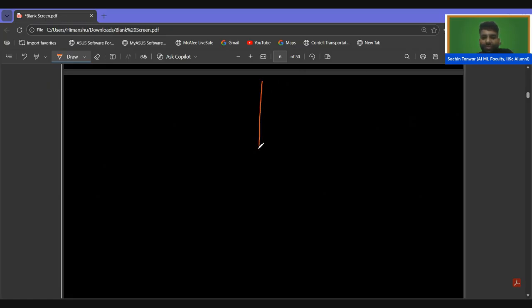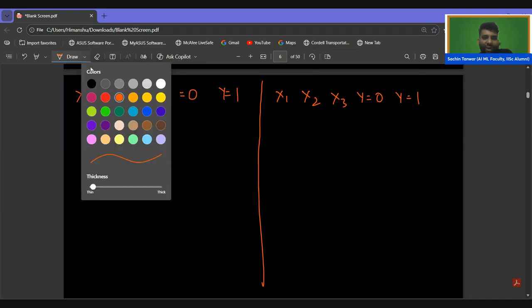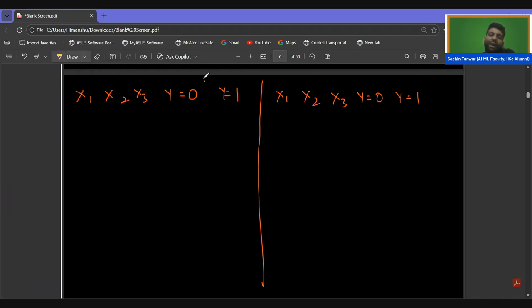So let's suppose I'll bring both of these scenarios. I'm writing y equals 0, y equals 1 deliberately, though I know there will be just one column for y. Either it would be y equal to 0 or y equal to 1. The way I'm writing it, you'll get to see why I'm writing this.